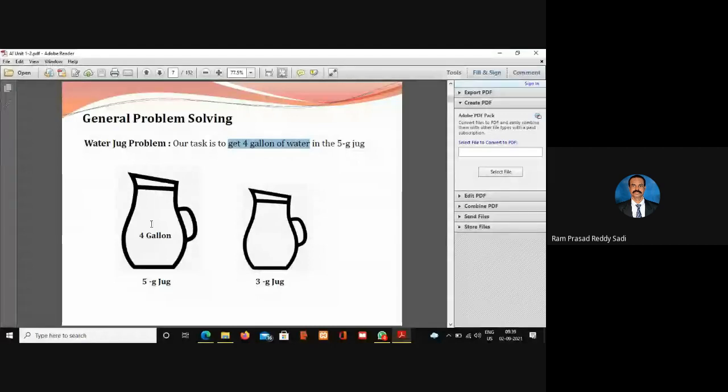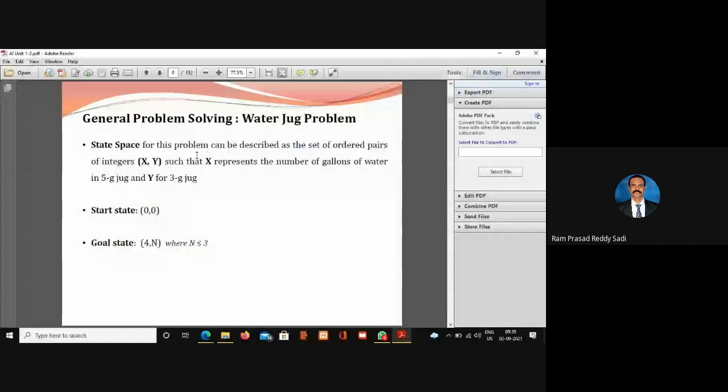So let's try to give a solution for this using the production rules or the production system. What could be the state space for this? Let's assume that there are two integers x and y, where x represents the state of the water in the 5 gallon jug, and y represents the state of the water in the 3 gallon jug. So x represents the quantity of water in the first jug, y represents the quantity of water in the second jug. So what is the starting state? Both the jugs are empty, that is (0, 0).